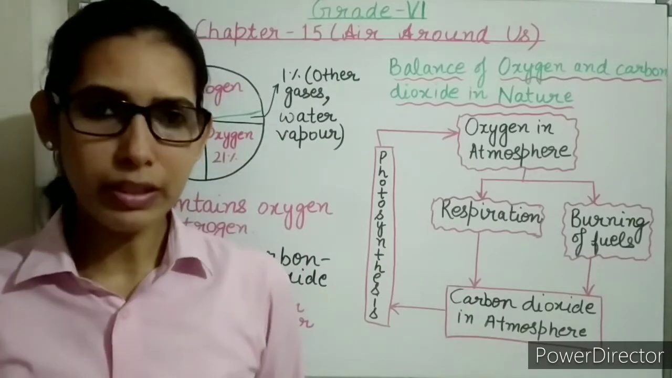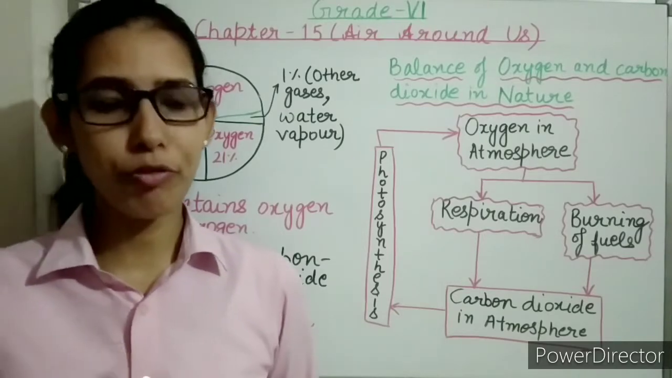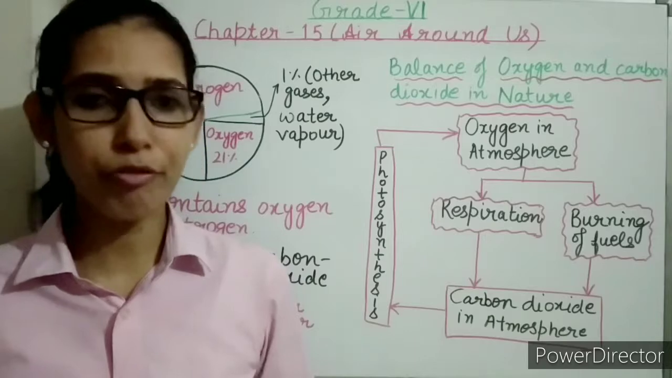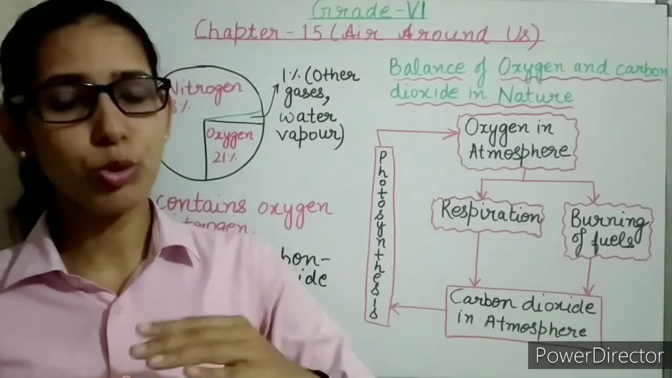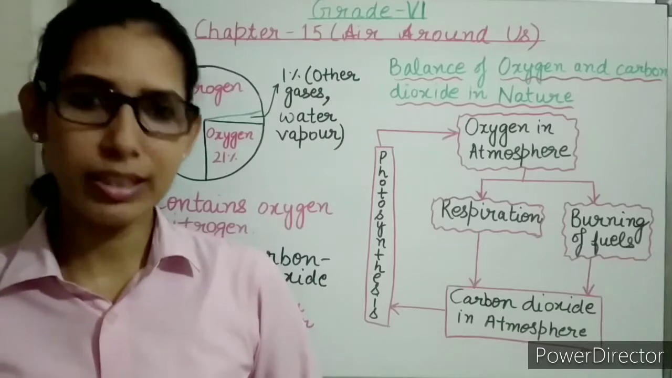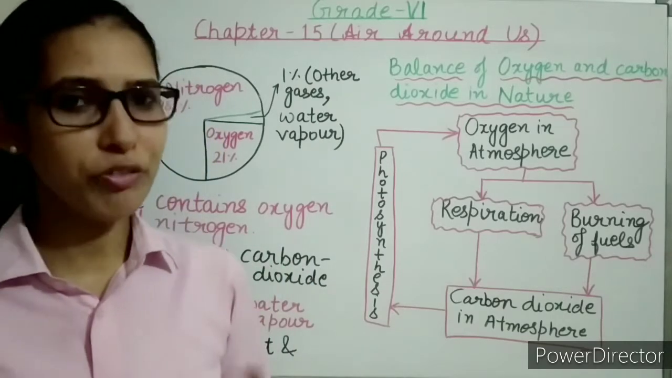Now let us understand what is atmosphere. Around the surface of the earth, there is an envelope of air. The envelope of air present around the earth's surface is known as atmosphere. It extends up to 200 kilometers above the earth's surface. Now we will study about the composition of air.